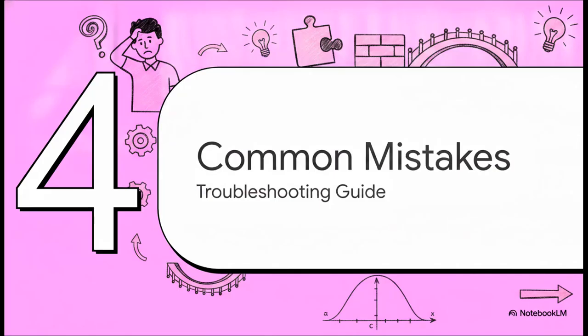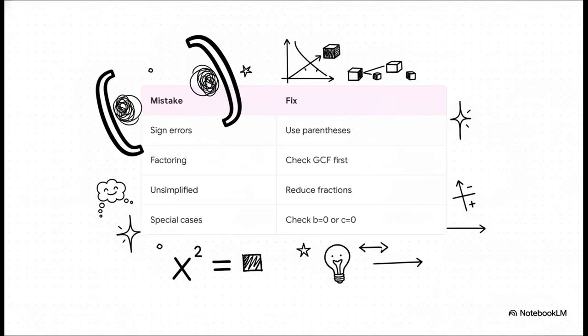Which brings us to Section 4, Common Mistakes, Troubleshooting Guide. Let's quickly map out the absolute most common mathematical pitfalls and their immediate practical fixes. Number 1. Sign errors when substituting into the formula. The simplest solution? Always use parentheses around substituted values, especially the negative ones.